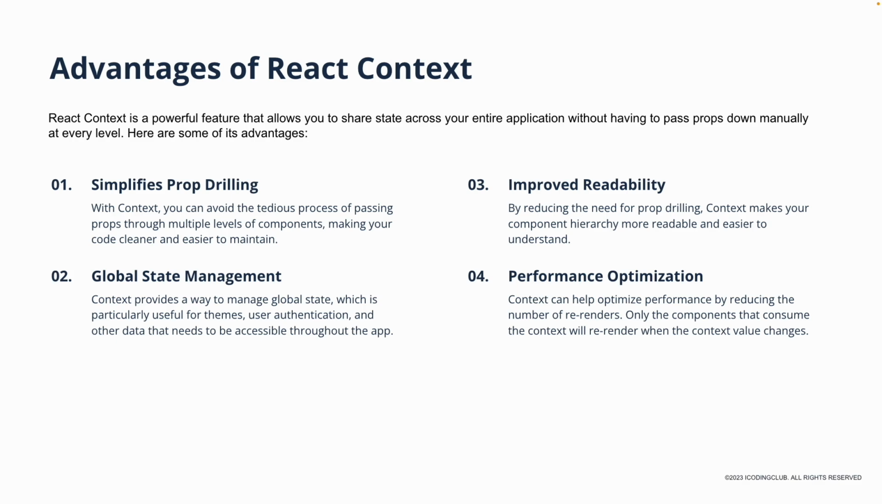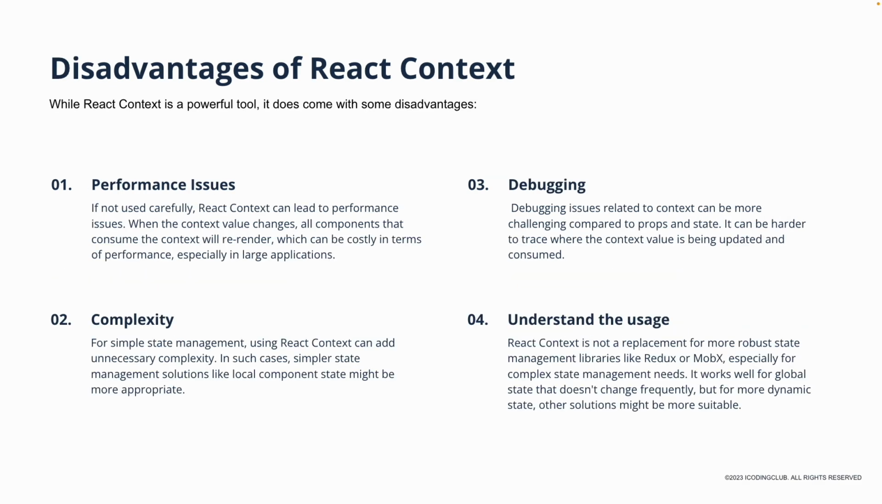But as we know, great power comes with great responsibility. Once we have all these advantages, there are a few disadvantages, or parts you should look at carefully. One disadvantage of React context is performance issues. If you have not done it right, you may cause multiple re-renders of your components, so that's something we need to be careful about.